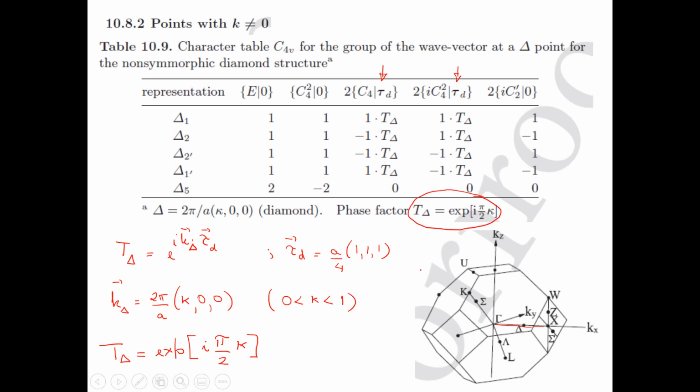And this is why I have this phase. I'm reproducing this result here, right? This is the phase factor that we see in the character table. Okay? So this is how we go about understanding, calculating and using the character tables for non-symmorphic groups for k different than 0. And there are other examples in the book, but I think this is sufficient to give you an idea. And if you need to use that for different directions and different points in the Brillouin zone, I think we will be able to do that. Okay?